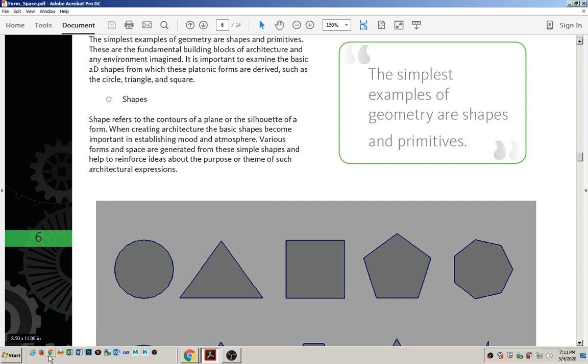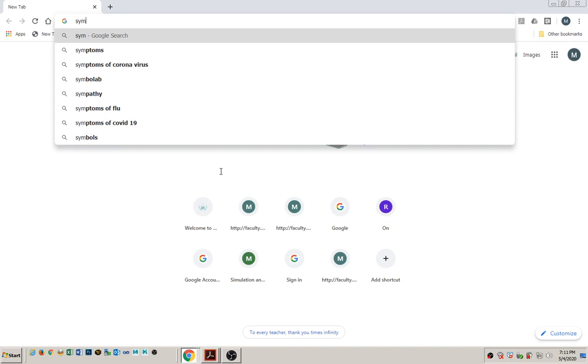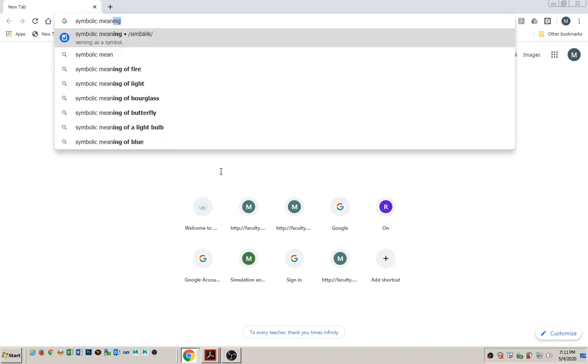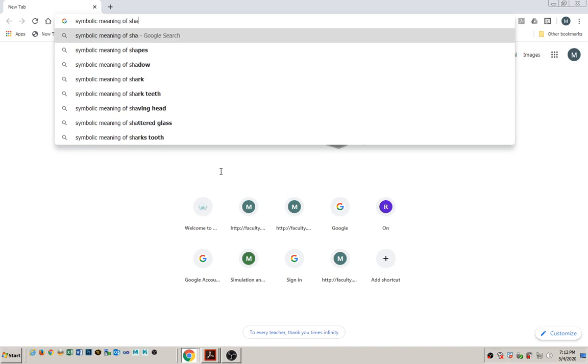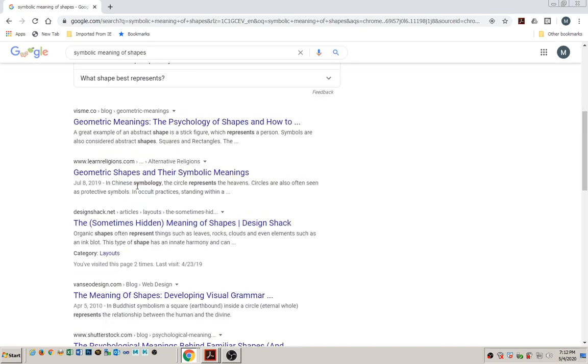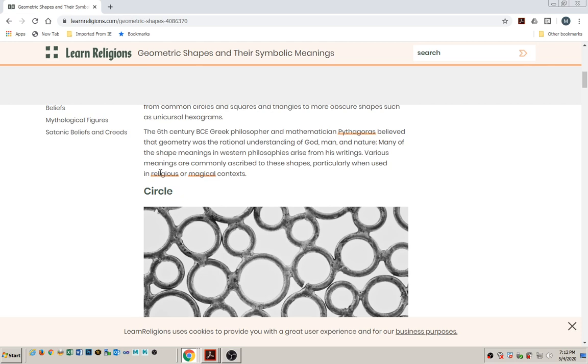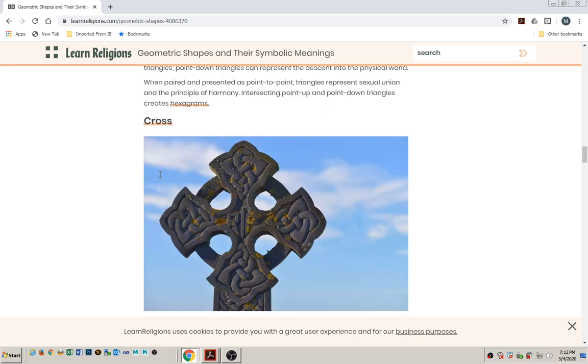And I encourage you to take a look at the symbolic meaning of shapes. Just do a Google for it. And there's lots of different sites that could potentially come up. But you can see geometric meanings. I think this is a good one right here. But anyways, you'll see that different shapes commonly evoke the same types of sense of meaning. Squares. All right, so let's talk about the different symbolic meaning of shapes.